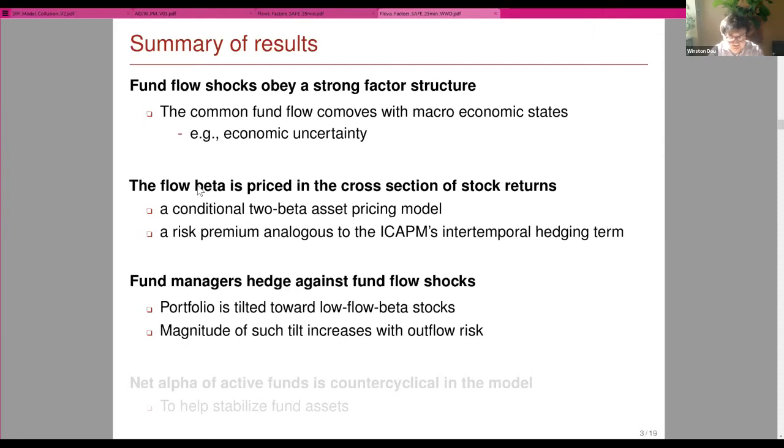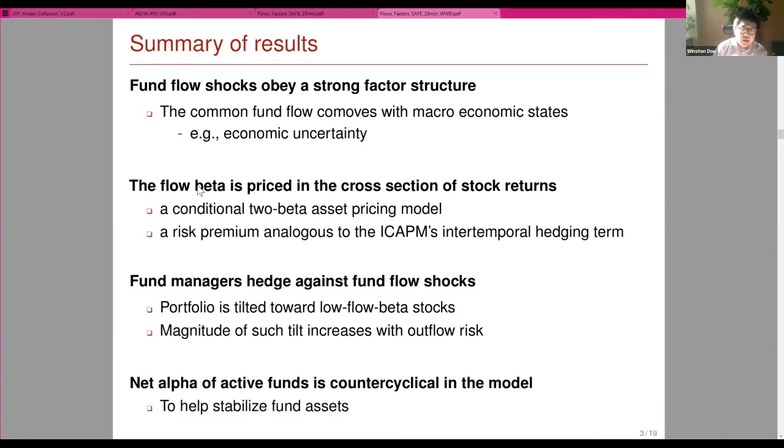Further, we show that such portfolio tilt will become much more aggressive when the fund's outflow risk increases. Lastly, the net alpha of the active funds is endogenously countercyclical in the model to help stabilize the fund assets, which provides a novel channel for the countercyclical net alpha dynamics in the data. So these are the summary of the results.